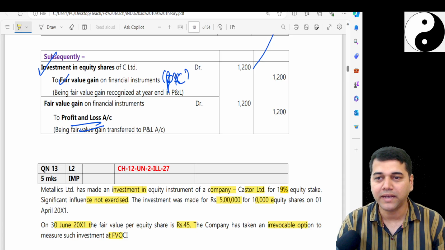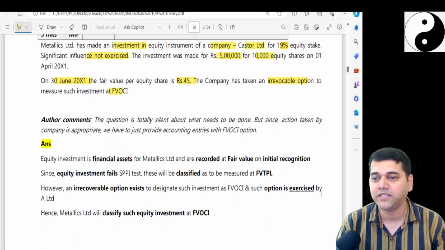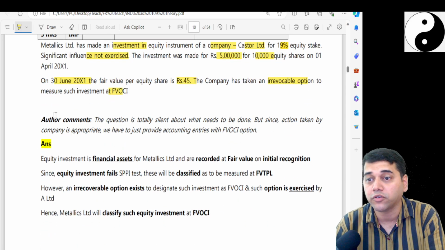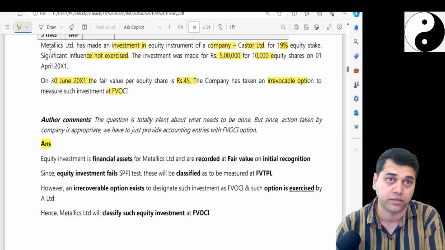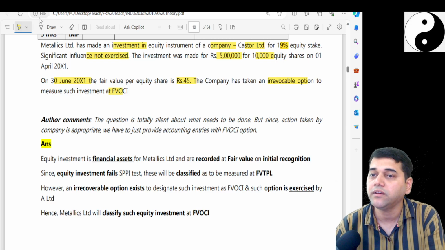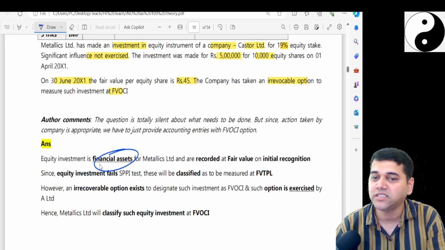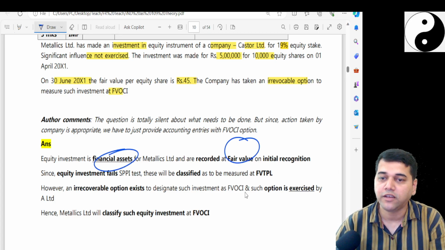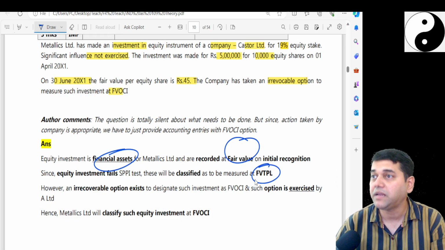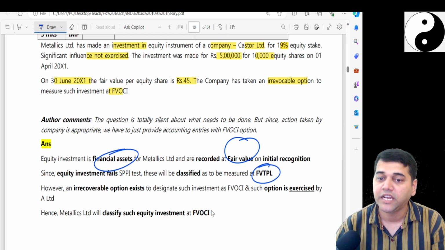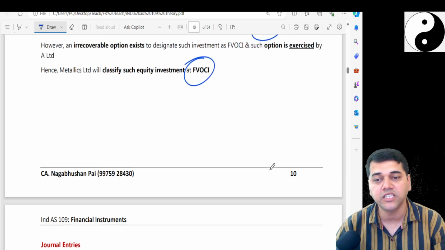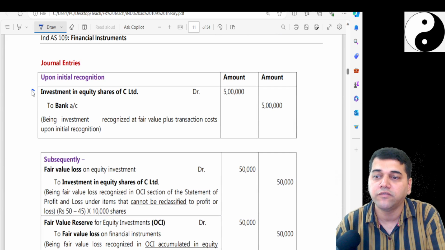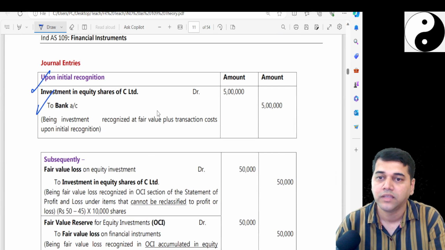Okay, so we'll compare the answer. First thing, theory is required because the question is silent about it. So the theory will be: it's a financial asset. It will be recorded at fair value. Subsequently FVTPL, but since there is an option and it has been exercised, it will be taken to FVOCI. So my initial recognition entry will be investment to bank, 5 lakh, at 50 rupees per share.